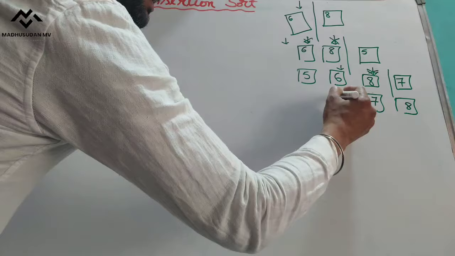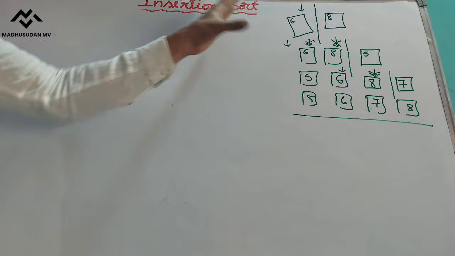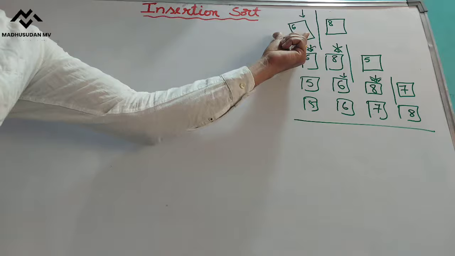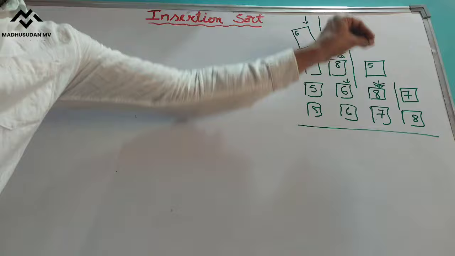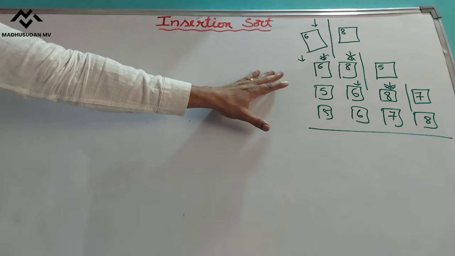This is the technique used by the insertion sort. That means every time we are inserting one card in the sorted list. This is the sorted list. In that sorted list, every time we're taking one new element, and that one element we are respectively inserting in its respective position. This is what the insertion sort technique is.